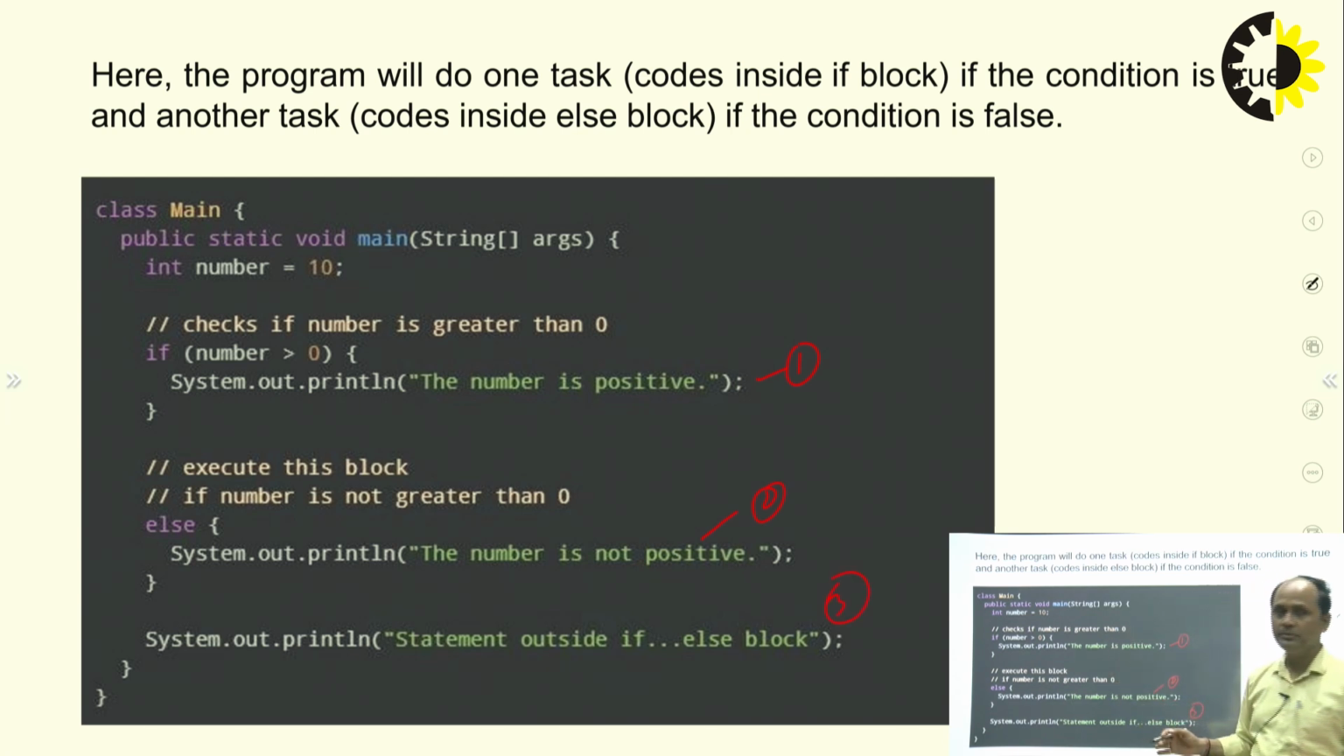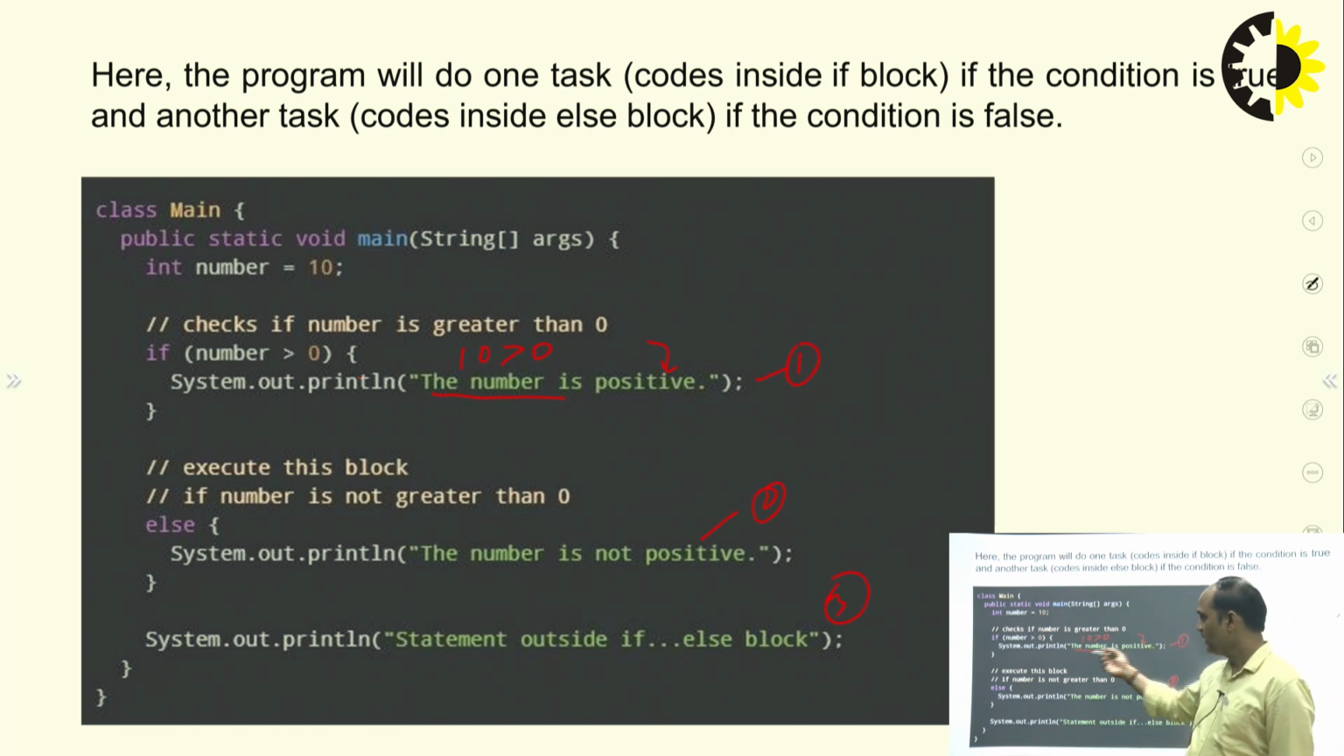How is it executed? We check the first condition. The first condition is true because 10 is a positive number and 10 is greater than 0. So we compare 10 is greater than 0, and then this statement is executed. The number is positive, so this output is printed. If this condition is not true, then the else statement is executed. Then the last statement is printed either way.